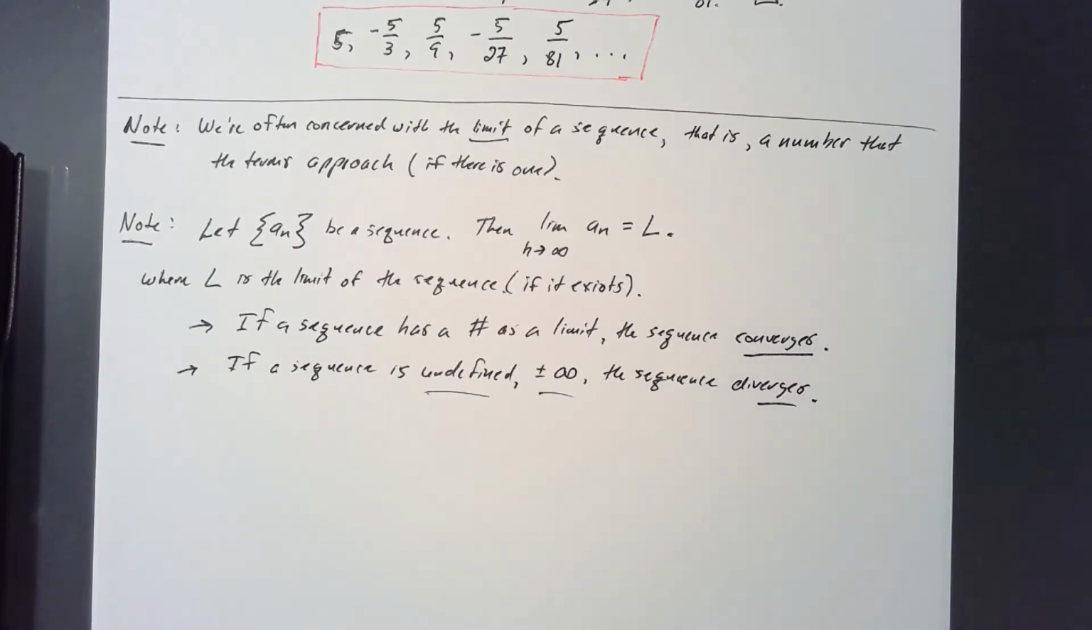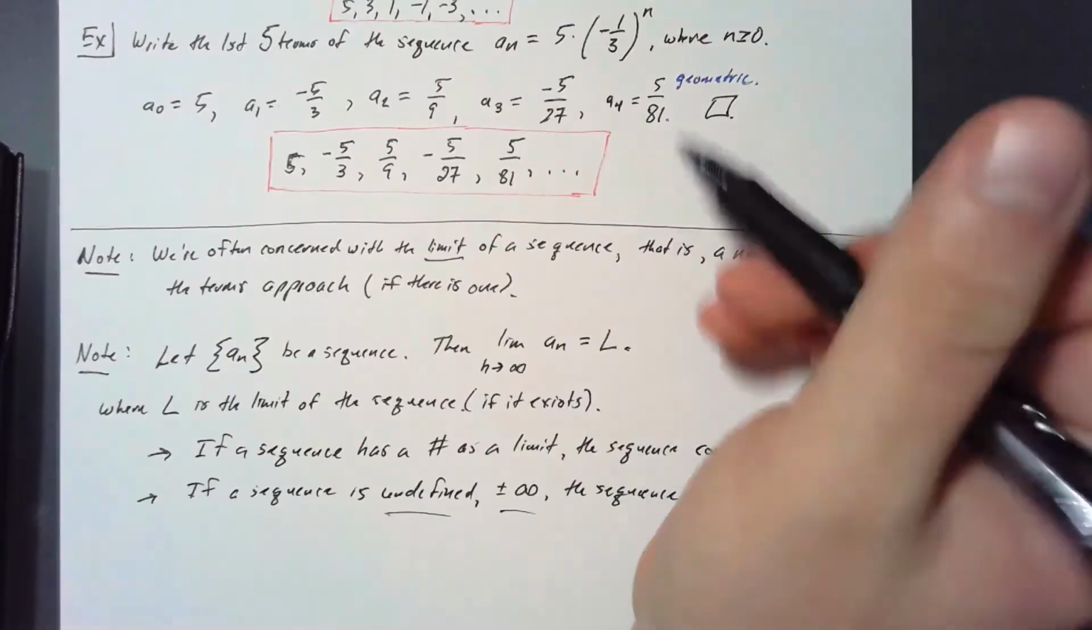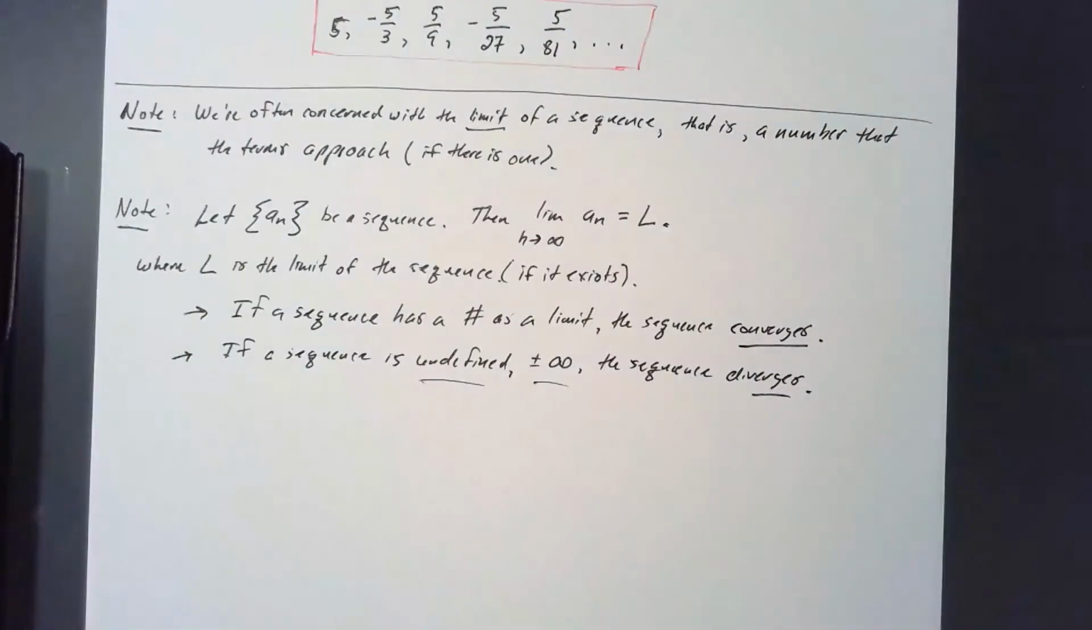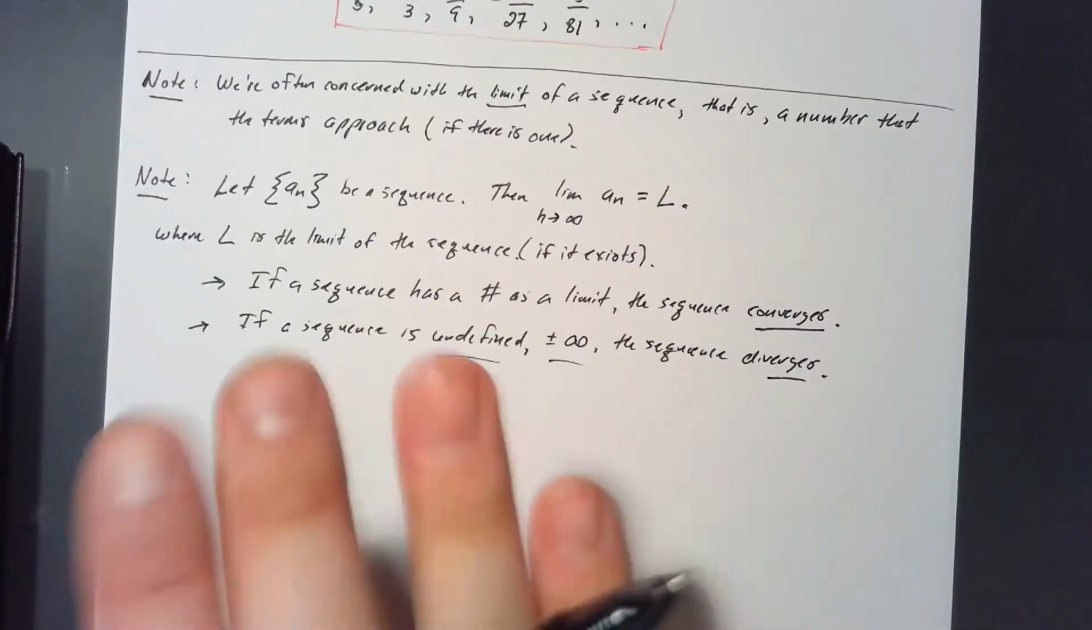So basically when we're dealing with sequences, we take the limit of the sequence like we would take the limit of a function in Calc 1. We do it the same way and see if it converges or diverges. That's it.